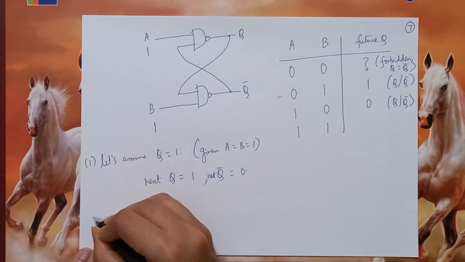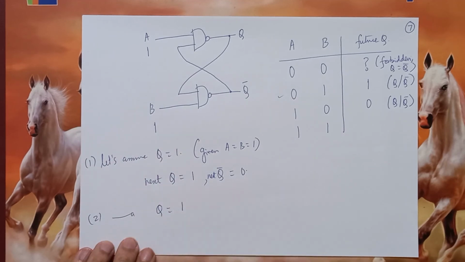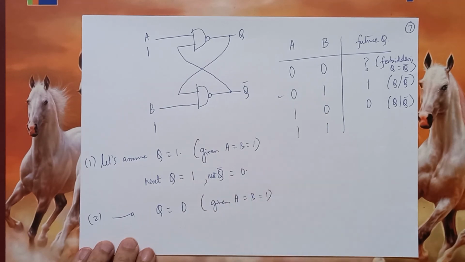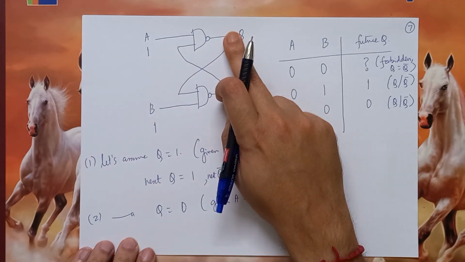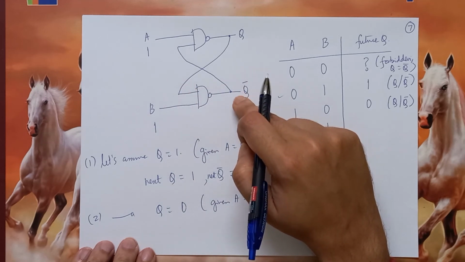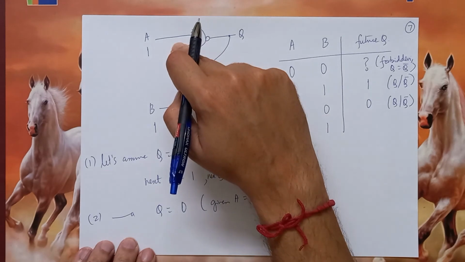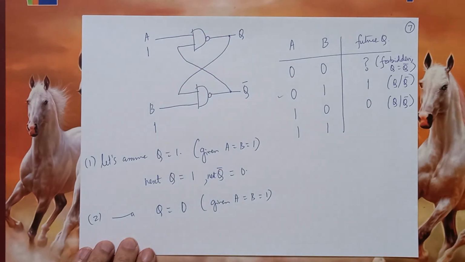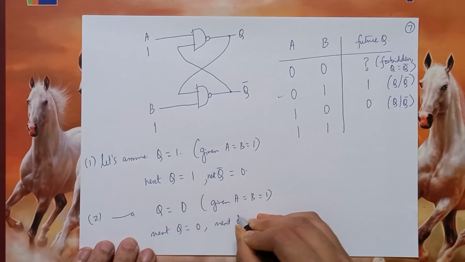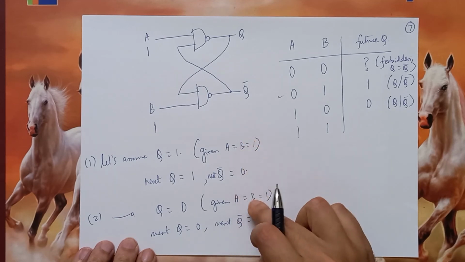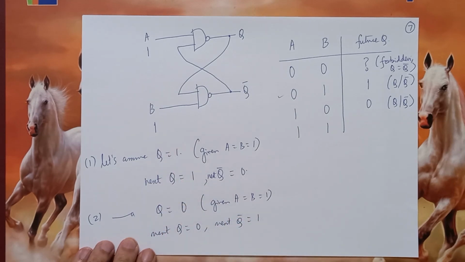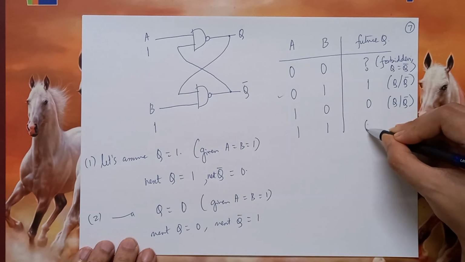Now the other case, let's assume the current Q is 0, again given A and B are 1. So when Q is 0, this 0 comes here, 1 and 0, Q bar becomes 1. Now 1 and 1, this Q bar comes over here, 1 and 1, Q becomes 0. So again, we see the next Q is 0 and the next Q bar is a 1. So therefore, as long as A and B are 1, whatever is the old Q, the same is the new Q. So therefore, the future Q in this case is the same as the present Q.